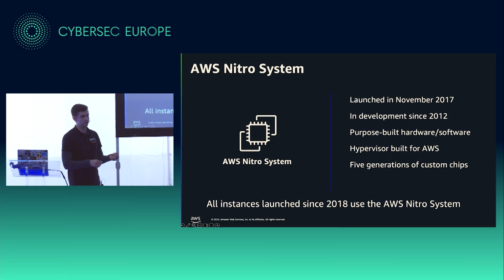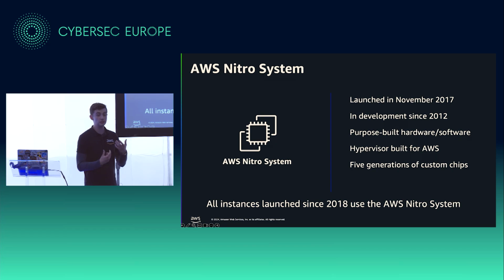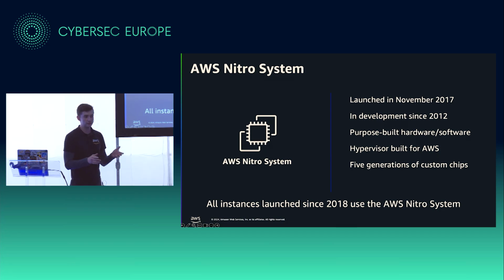A bit of background on Nitro. So we've been doing this since 2017. It officially launched in November 2017. All new instances on AWS are using this since 2018. You may not have noticed it, but if you have launched an EC2 instance, I will ask an audience show of hands. Who's launched an EC2 instance since 2018? Okay, so everyone, you're all using Nitro without realizing it. You're using the underlying infrastructure.